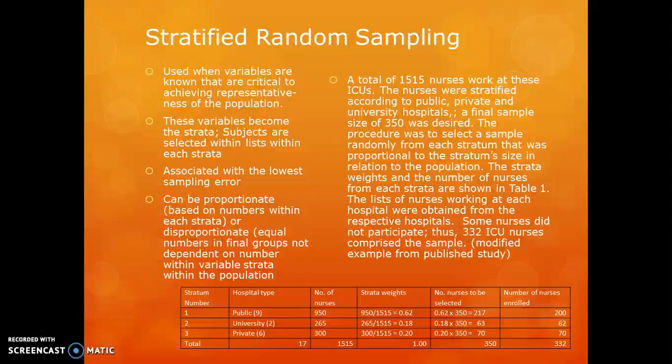You'll see that 17 nurses in the first strata did not enroll in this study, and only 1 did not enroll from strata 2. So that might be something that they would have to explain, but this is an example of stratified proportionate sampling.